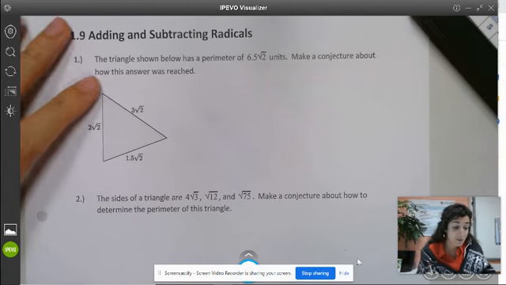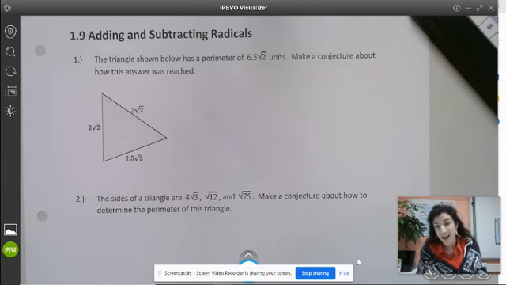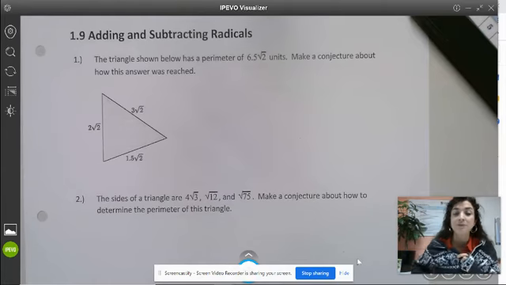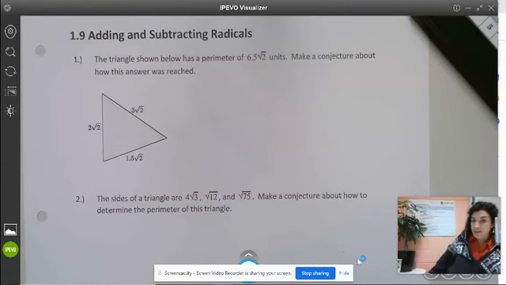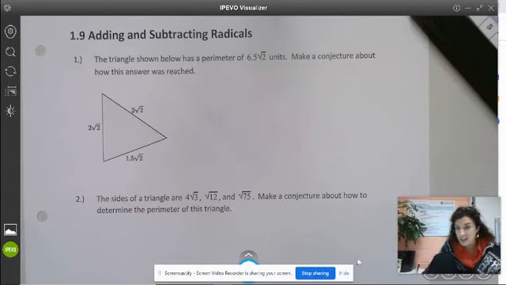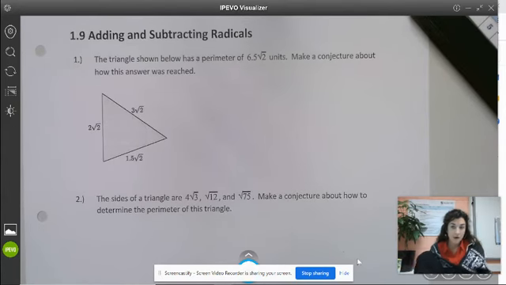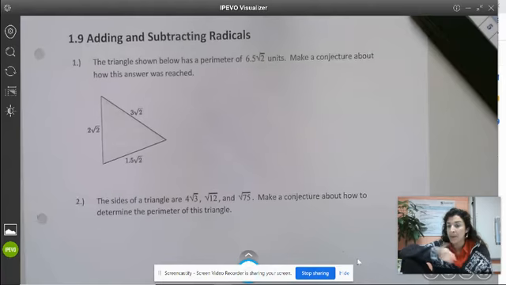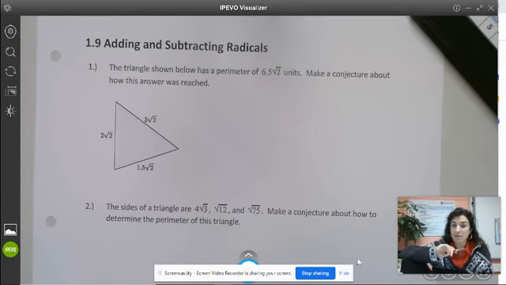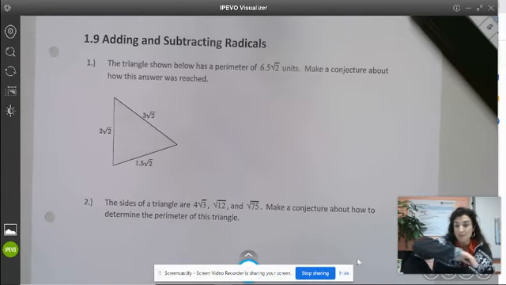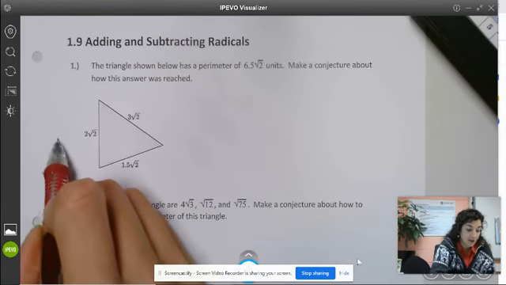The triangle shown below has a perimeter of 6.5 square root of 2. Make a conjecture about how this answer was reached. A conjecture is an educated guess. So I'm going to go ahead and pause right now and write out your best guess. How do you think they came to 6.5 square root of 2 as the perimeter of this triangle?